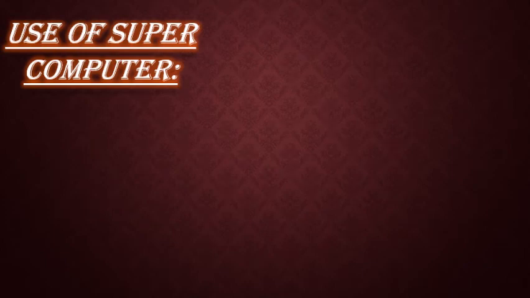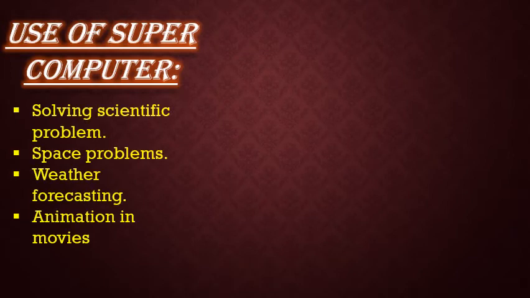So here is the use of supercomputers. If we classify the computers according to size, we get four types: minicomputers, microcomputers, mainframe computers, and supercomputers. Supercomputers are the biggest in size among all. They have the greatest memory. If we talk about the use of supercomputers, of course they are going to be different from all. How? Let's see. Here are some of the uses: solving scientific problems, space problems, weather forecasting, animation in movies. These are tasks which cannot be handled by any simple computer, so we need a more advanced computer for this. Supercomputers are used for these special tasks.